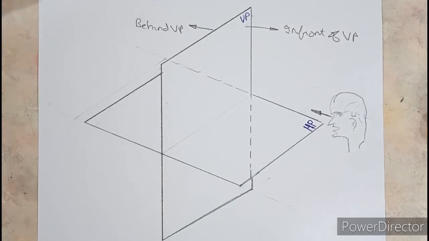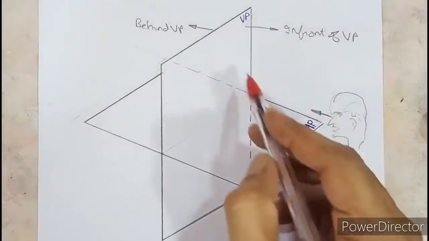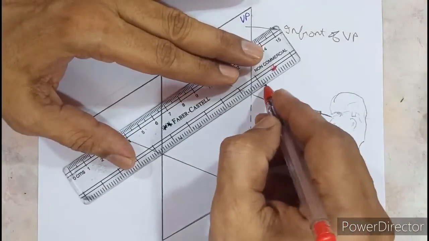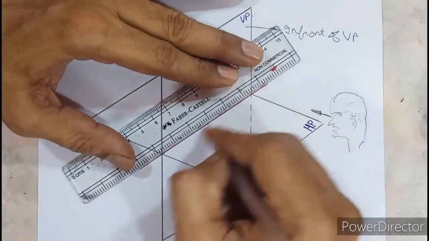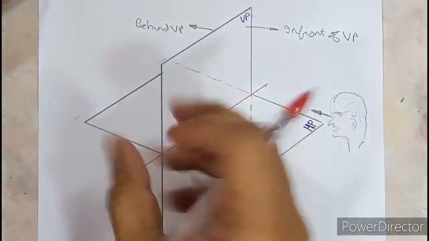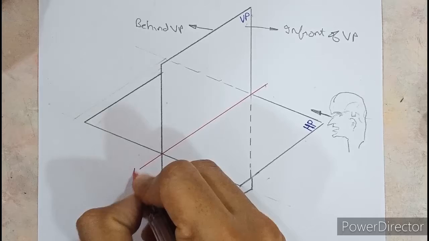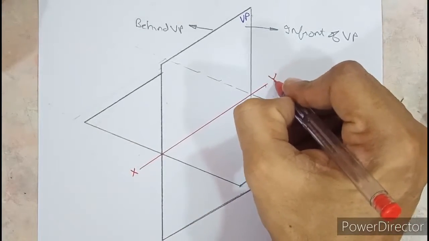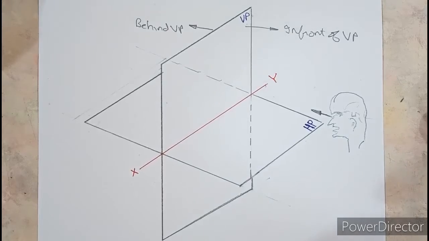One more thing we are aware of: wherever VP and HP intersect, if you look at the VP and HP planes, they intersect somewhere along this line. This line is a medium dark line because it is imaginary. Actually the whole plane is imaginary. So this medium dark line is called the XY line. Okay, so the XY line is over here.